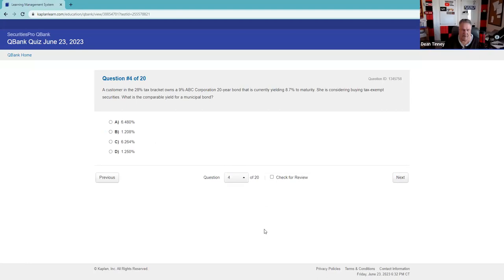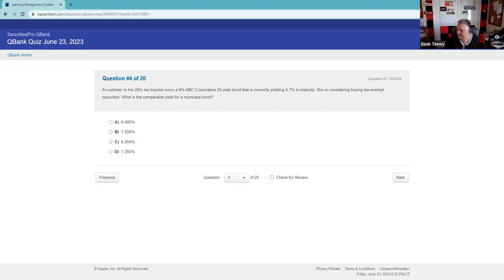All right. A customer is in a 28% tax bracket, owns a 9% ABC 20-year corporate bond yielding 8.7. This is very testable. She is considering buying a tax-exempt security. What is the comparable yield for a muni bond? Anytime they give you somebody's tax bracket, you just know that this is the type of question that's coming. So in this case, I would do 100 minus 28.